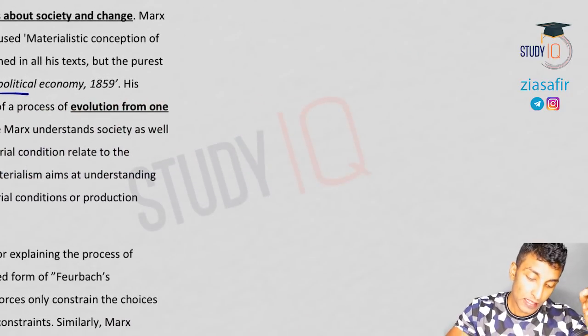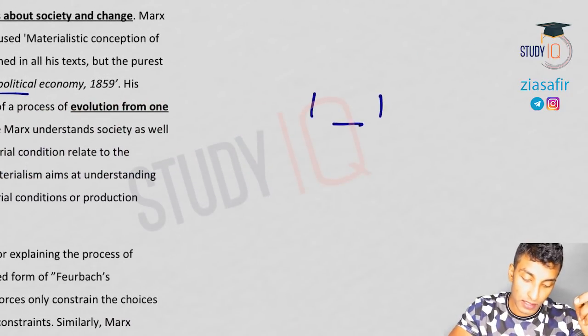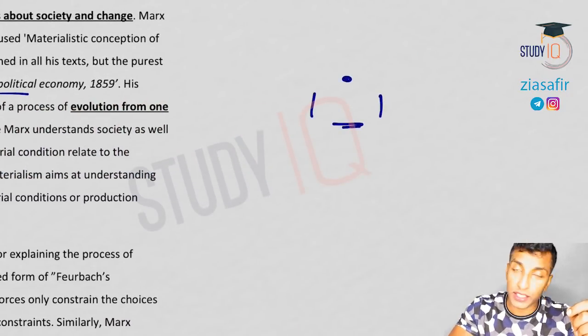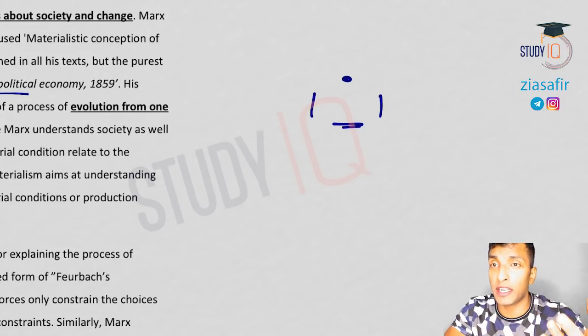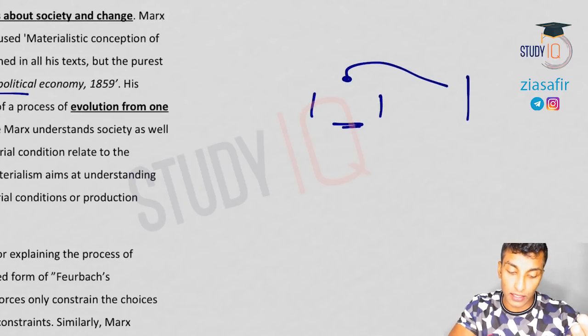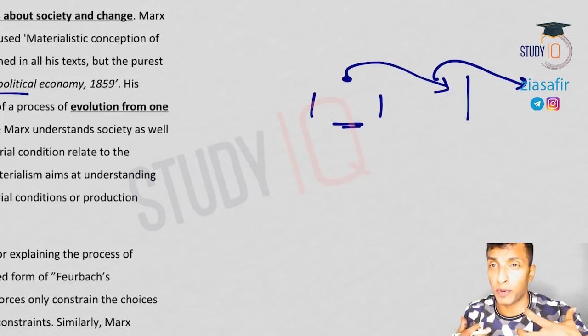For example, see, Marx is talking about, let's suppose this is a current society. So there will be contradiction in this society. So there will be change in material conditions. The forces of production will change, and that results in change in the society. Similarly here also contradiction, so the forces of production, the tools, etc.